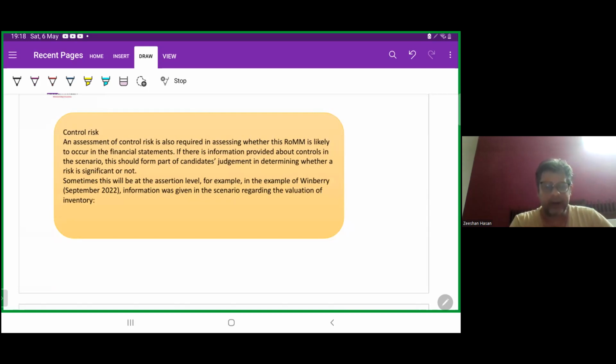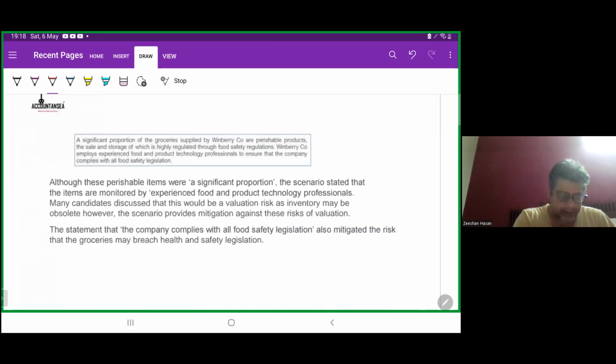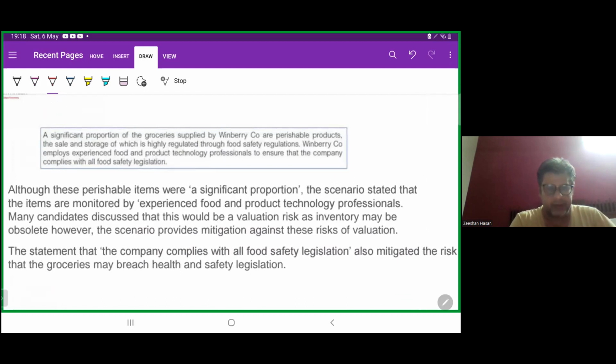Information was given in the scenario regarding the valuation of inventory. Here you can see, I pasted the information over here. A significant proportion of the groceries supplied by Winberry are perishable products, the sale and storage of which is highly regulated through food safety regulations. Winberry Company employs experienced food and product technology professionals to ensure that the company complies with all food safety legislation.